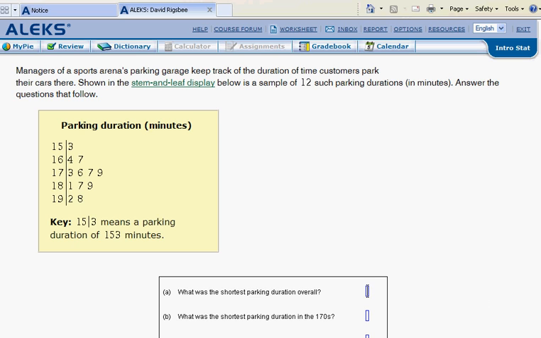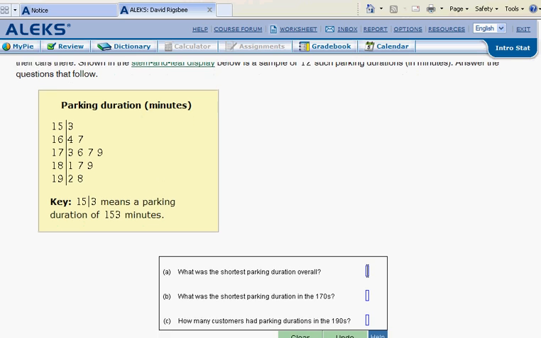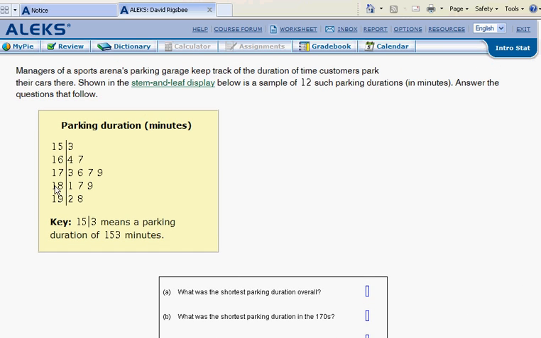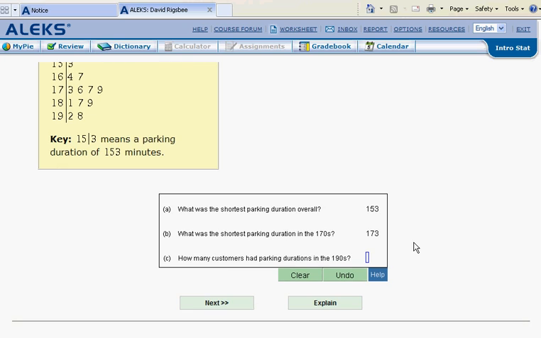Okay, we see here parking duration in minutes. And in this case, notice that we have 153, 164, and so on. So the shortest parking duration, well, that would be 153 minutes. Okay, the shortest parking duration in the 170s would be 173. Just helps us find things quicker. If we just simply had a sorted list, it'd be harder to look it up.